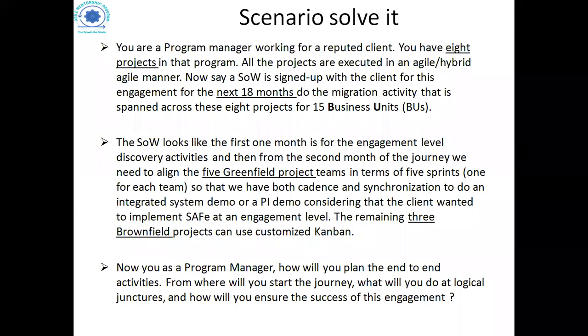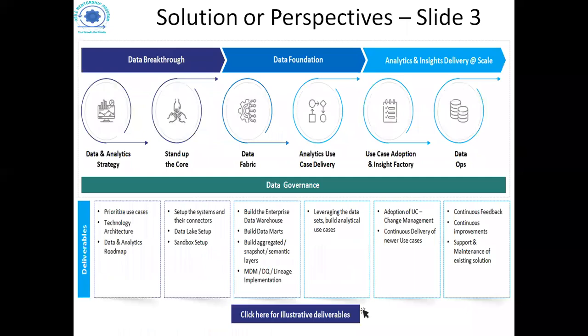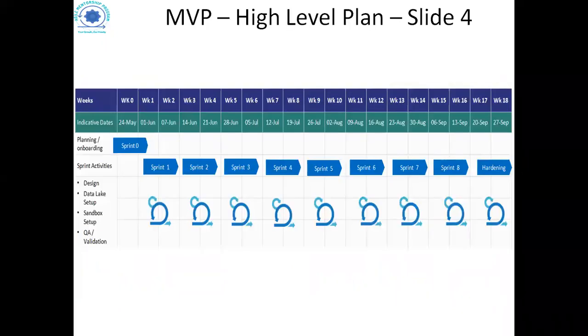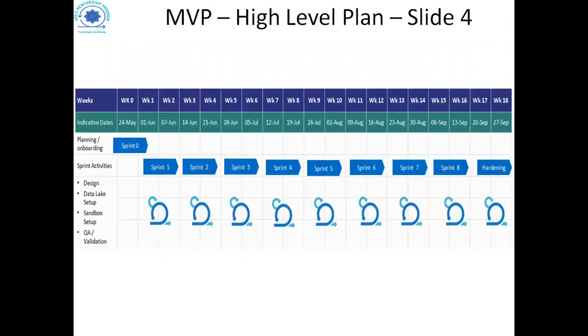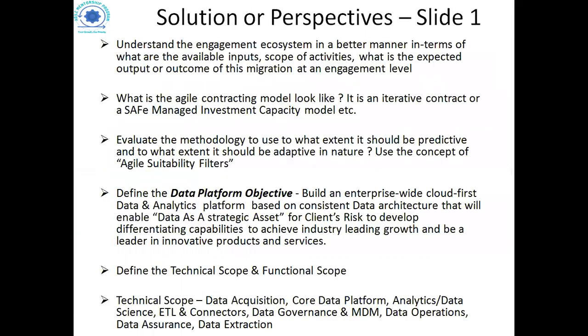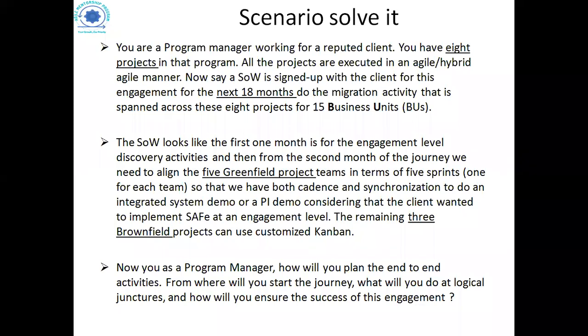Because it's a migration project, somewhere in your solutioning, you need to talk about these things. Data and analytics, data fabric, and data operation, data governance. And then you go to the high level plan of creating the sprints. And then you bring your agile concepts and all. Okay, but before we jump on to the solution, I just wanted you to encapsulate the coverage of the ecosystem. Any questions here from anyone?